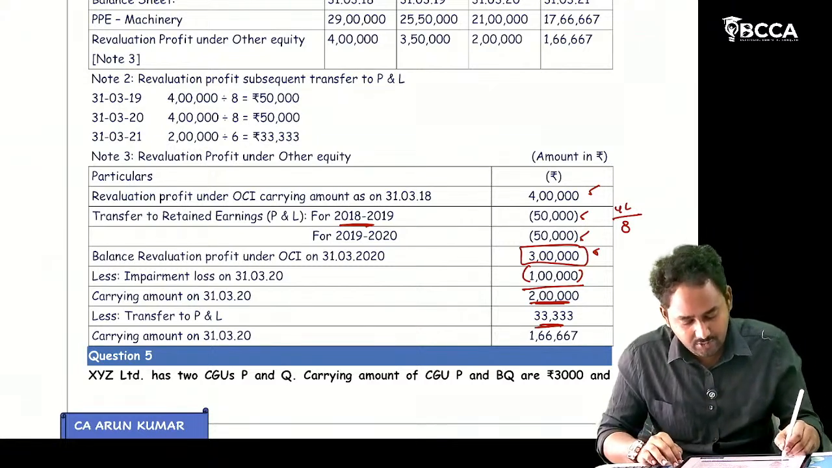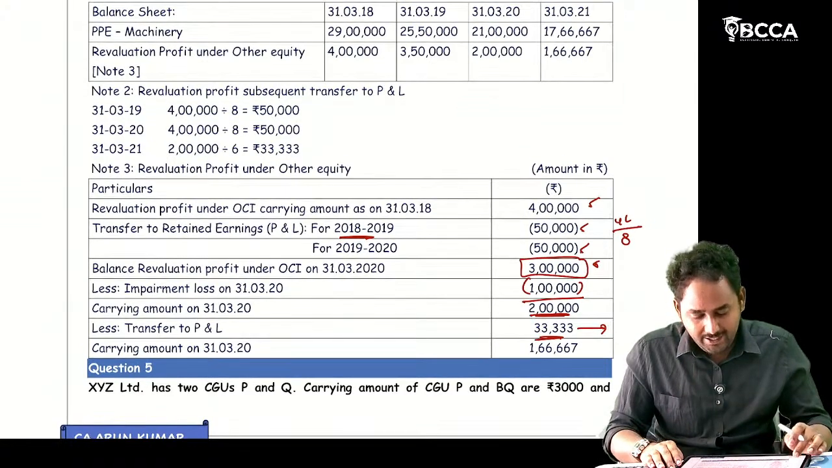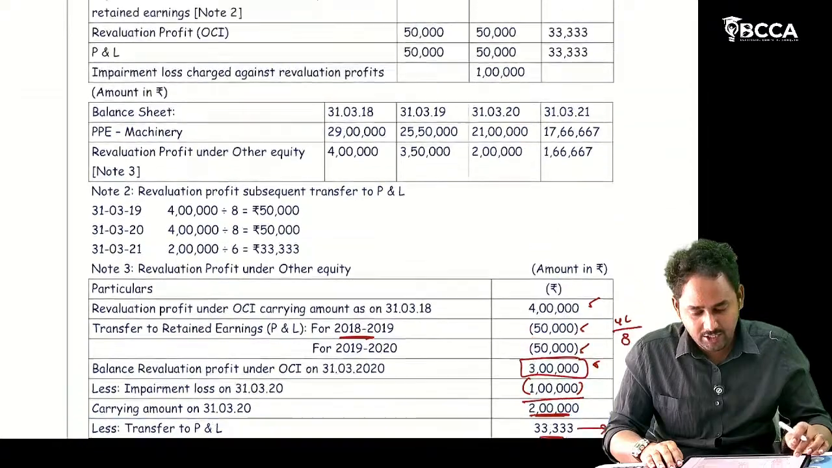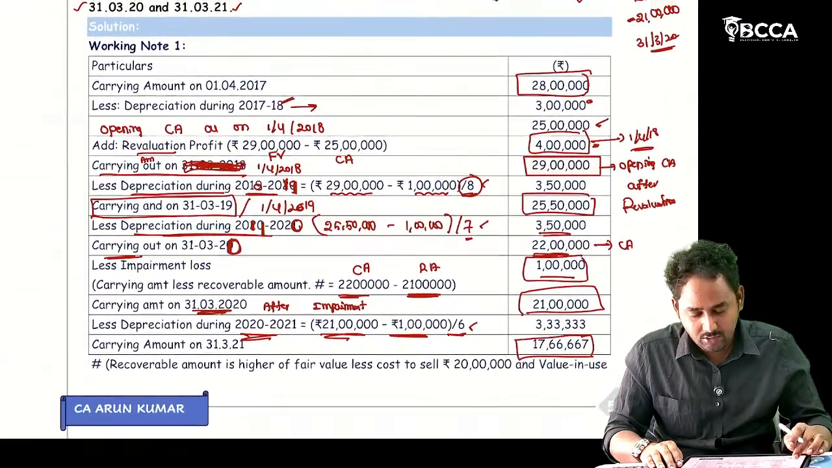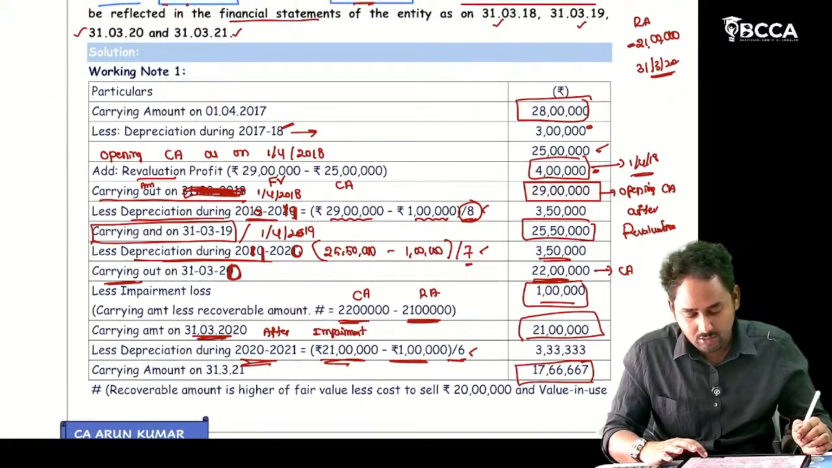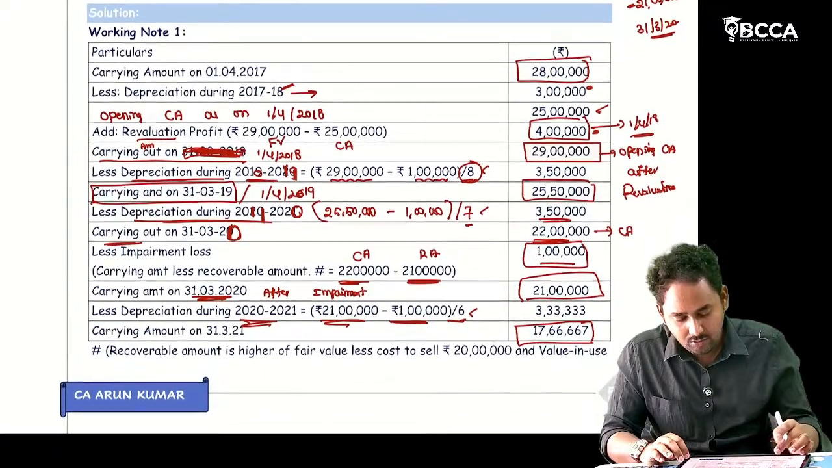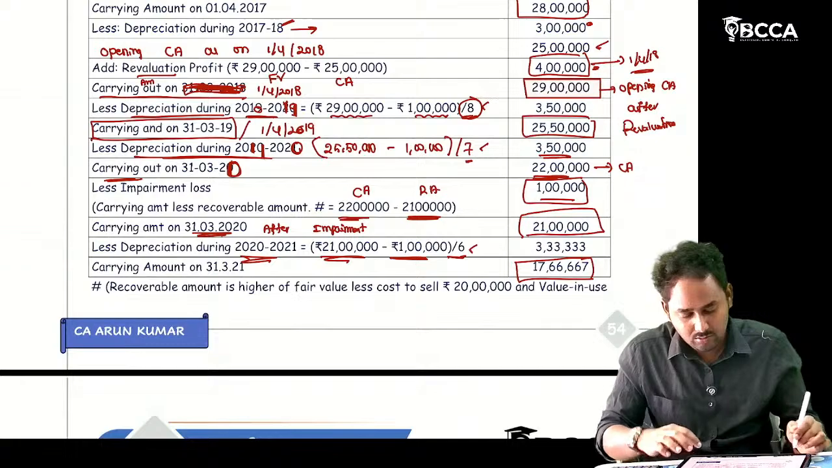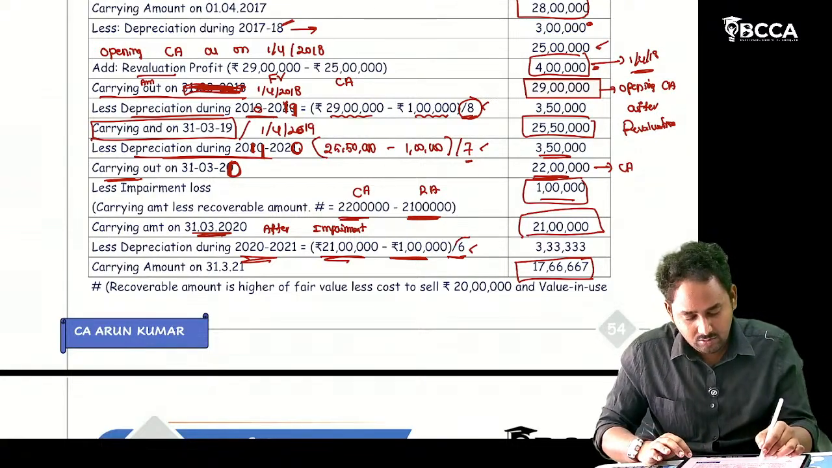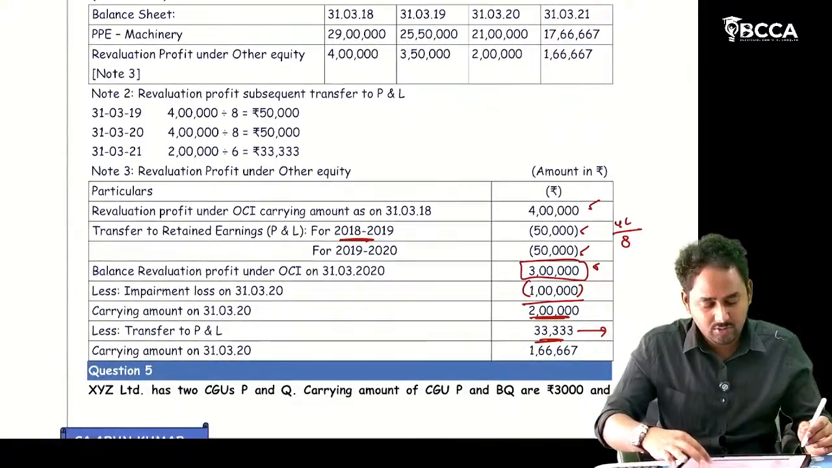So in the same way for 1920 depreciation, what is the 1920 depreciation? The 1920 depreciation, what is the value? It is 6. What is the word you have used? 6. So you can use the word 6.